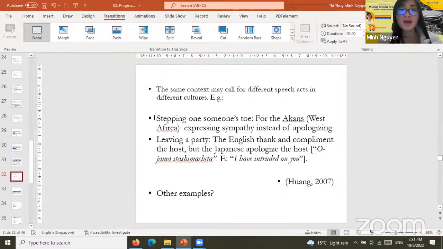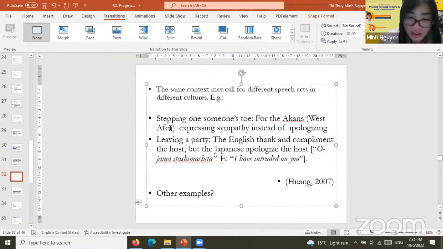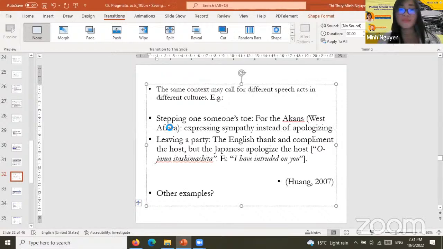For example, stepping on someone's toe. When you step on someone's toe, you are expected to apologize in English. But for the Akans in West Africa, they express sympathy, "Oh, poor you," instead of apologizing. And in my culture, guess what we do when we step on someone's toe? Any guess? We don't do anything.